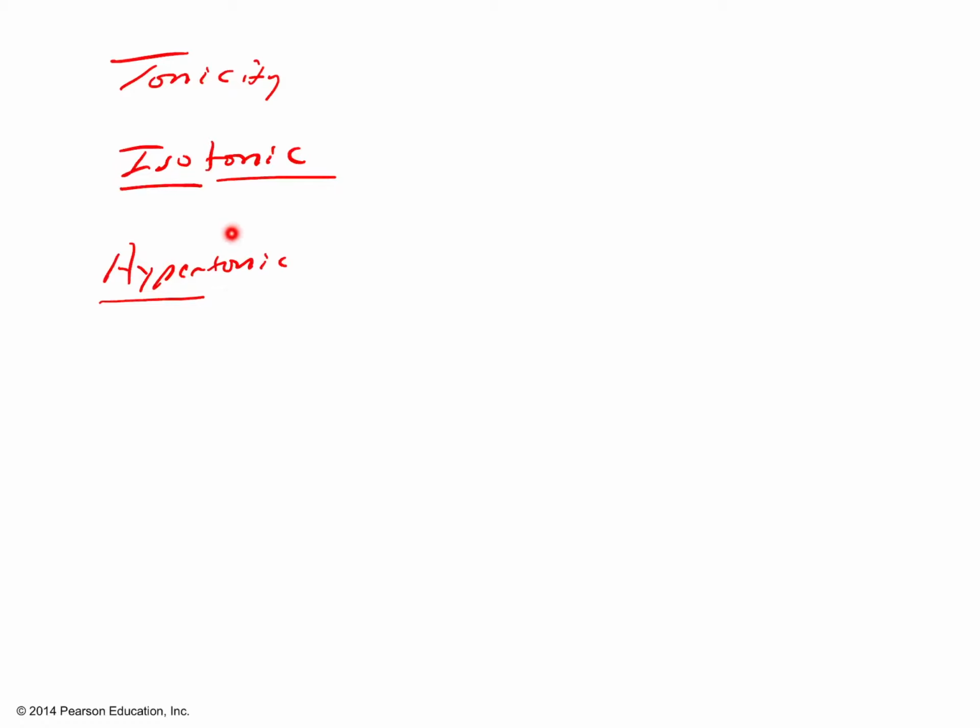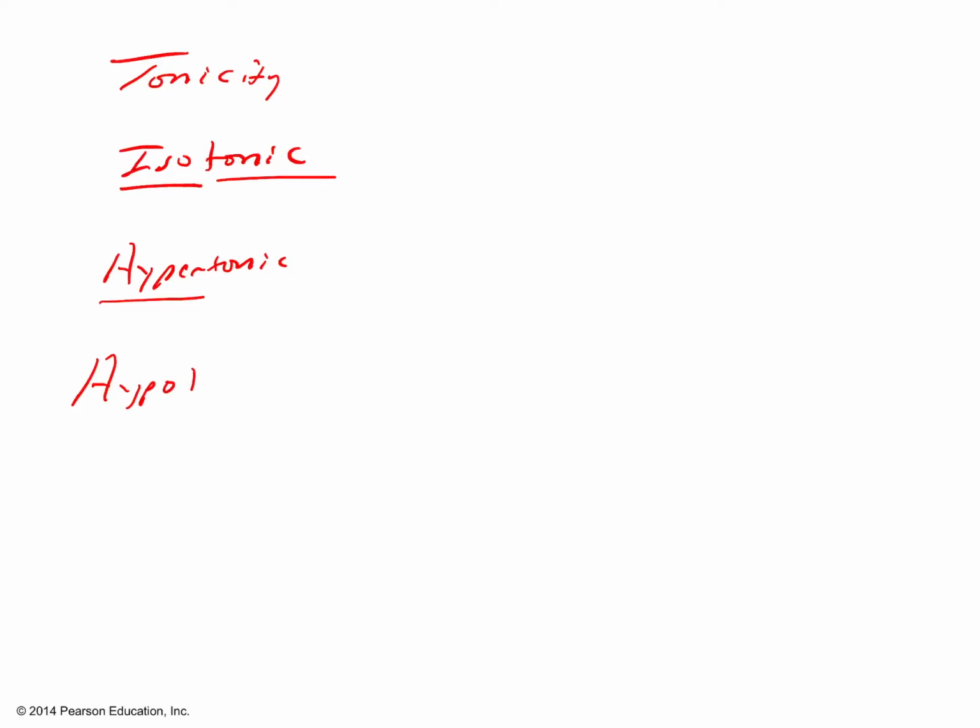Here you have higher solute concentration outside the cell. Water moves from inside to out. So water's moving down its own gradient from high water concentration inside to low water outside, but it's moving toward higher solute concentration outside.